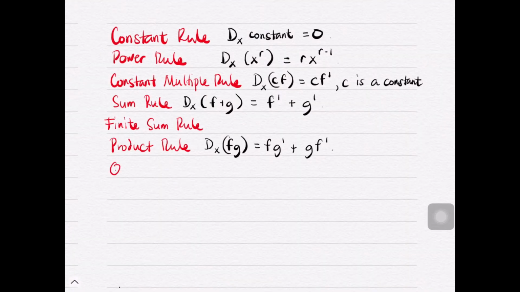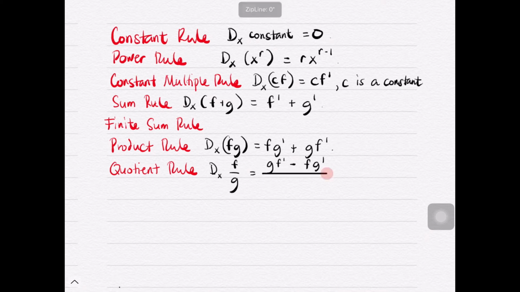Now let's have quotient rule. Using quotient rule and getting the derivative of f divided by g, it would be denominator times f prime, or derivative of the numerator, minus numerator f times g prime, or derivative of the denominator, all over the square of the denominator.